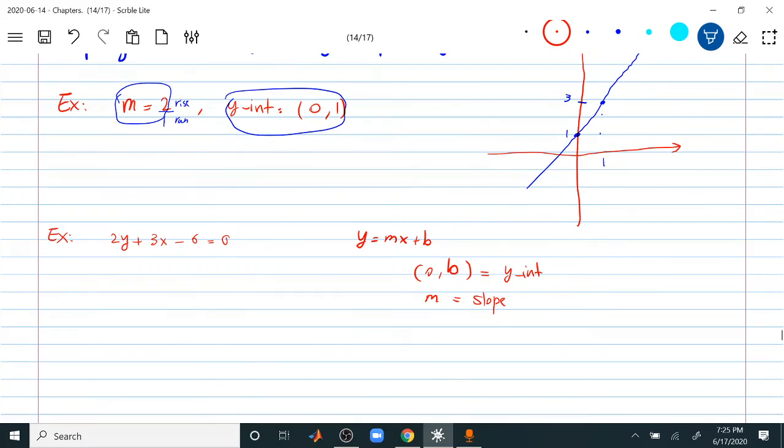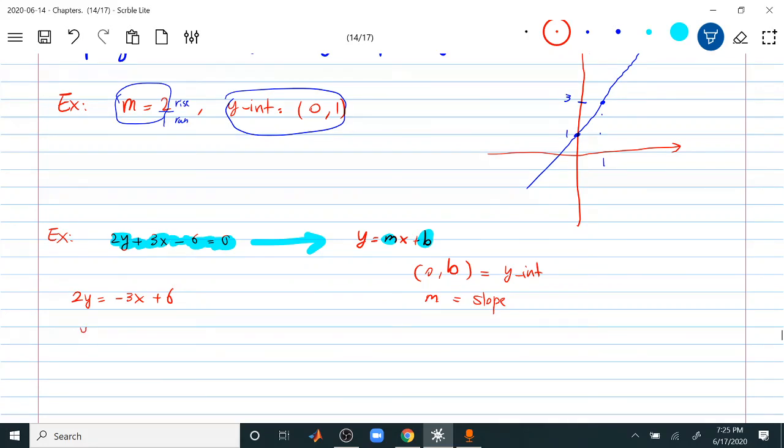So if I turn this given equation into this format, then I already know the slope as well as the y-intercept. Then the graphing would be much easier. So what I would do is write the equation by moving stuff around. I will keep the y on one side and move everything else to the other side. So I'm trying to isolate the y. So I'll say 2y = -3x + 6.